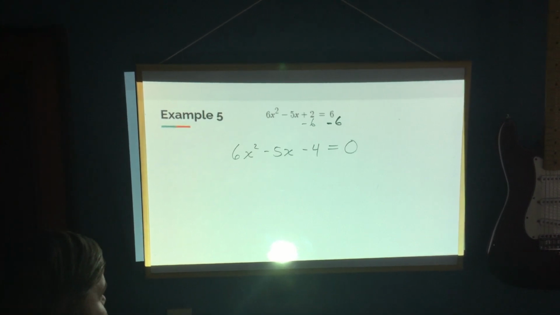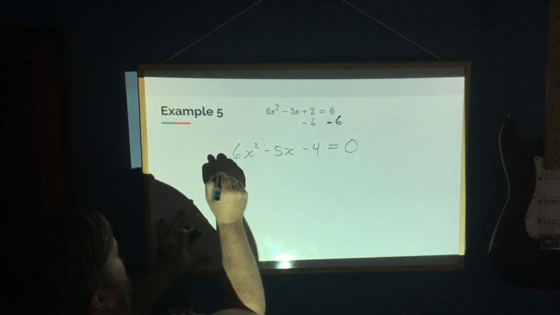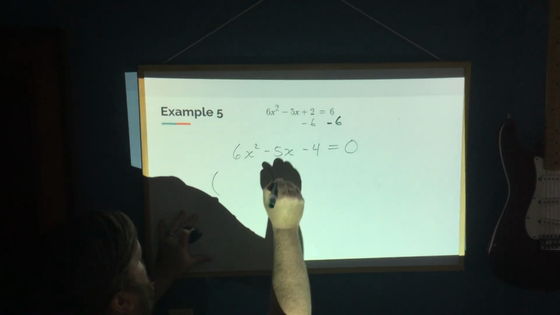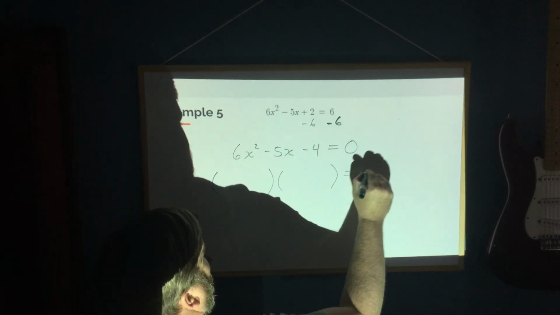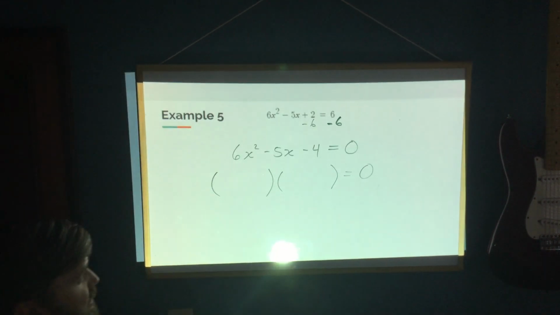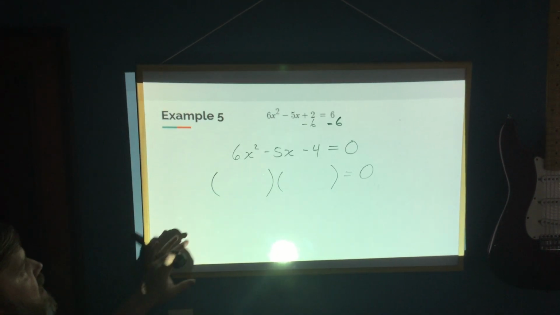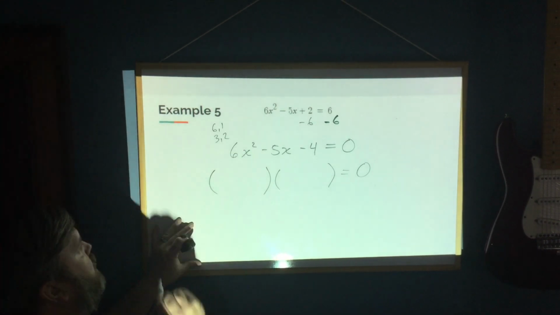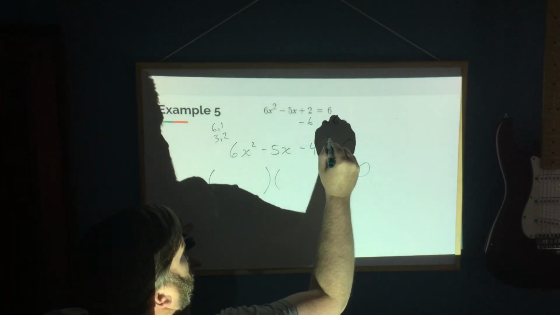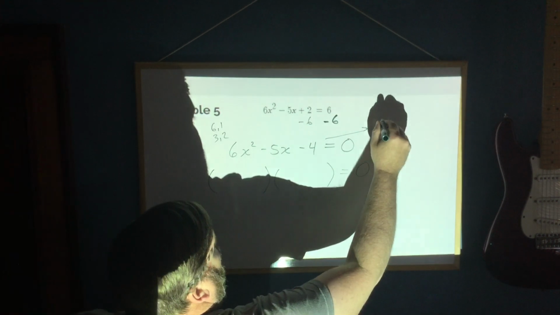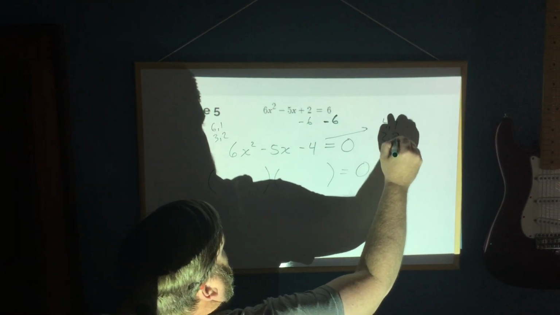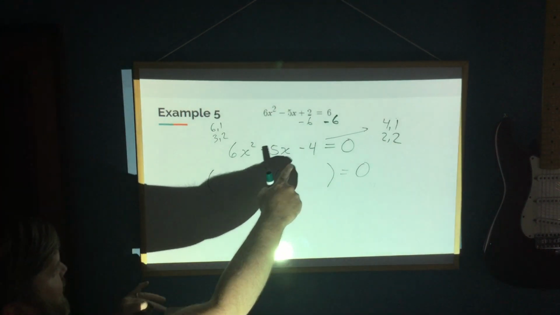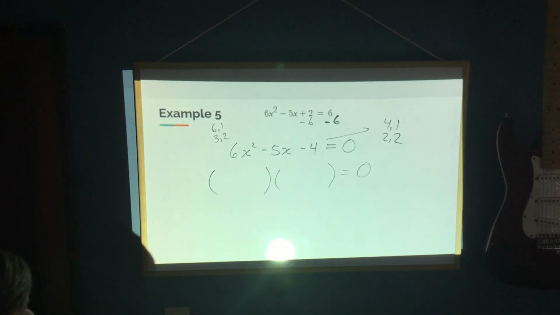Which method? I'm just going to do guess and check here. So we don't know anything though. So maybe this wasn't a good candidate for guess and check. This is going to be 6 and 1 or 3 and 2. And this is going to be 4 and 1 or 2 and 2. It's different signs. I can't put the signs in yet.